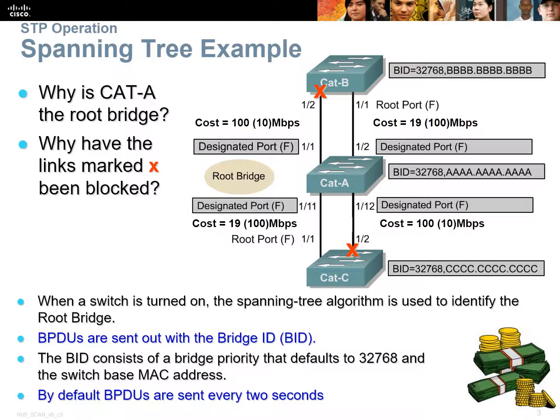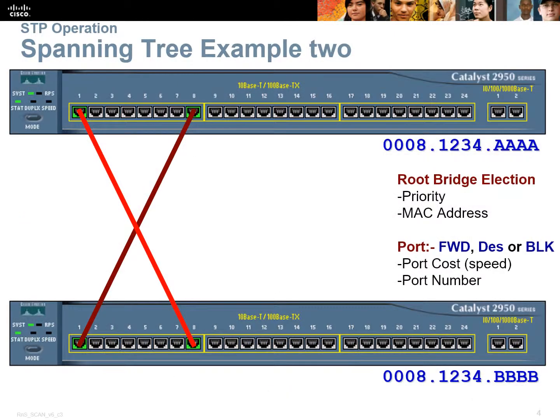Same here down here with Cat C. Cat C has got a 10 meg interface and a 100 meg interface. So the 100 meg interface has got a cost of 19, so that's cheaper than the cost of 100, and therefore the higher cost will be blocked. And by default, Cisco switches use PVST.